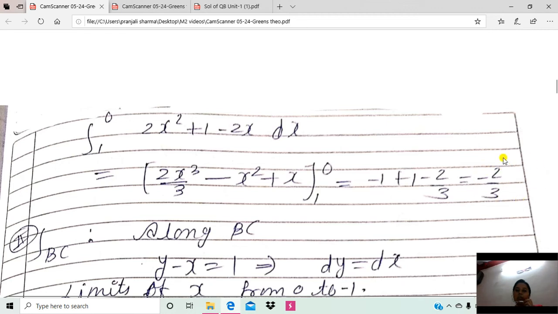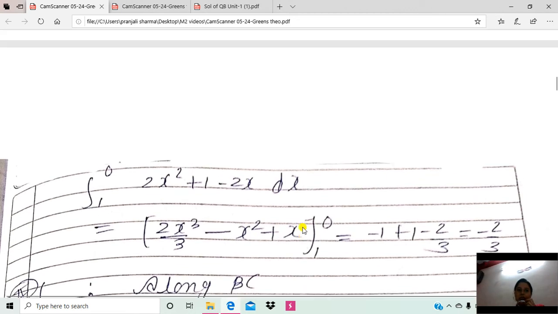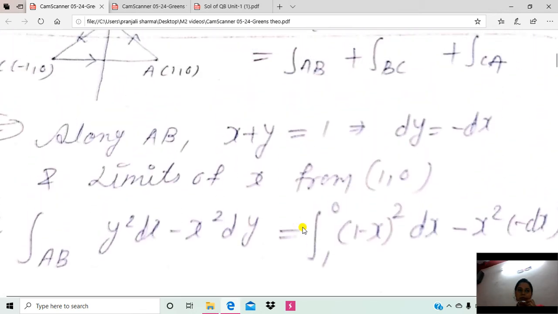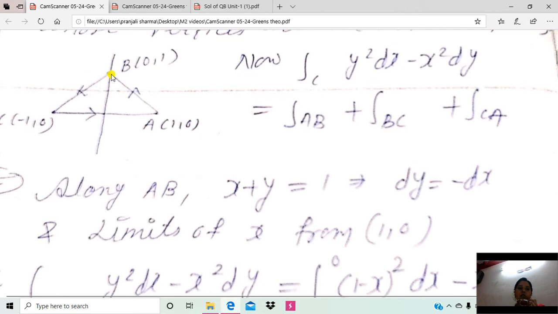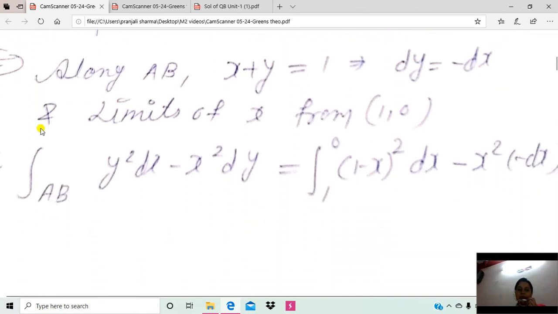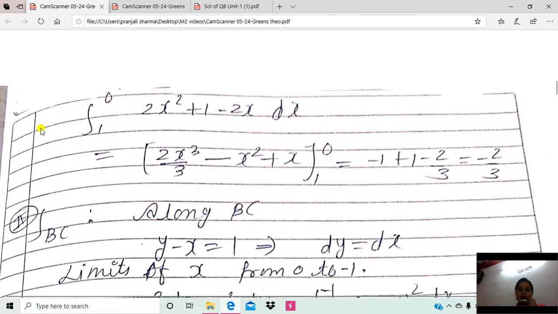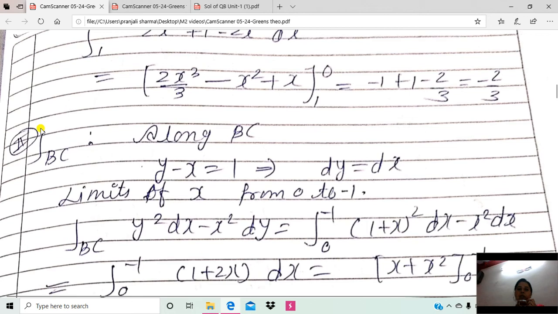So along AB the line integration is equal to minus 2 by 3, and the second line is line along BC. So let's check the diagram. So this is the diagram along the line BC. So the line BC is a line joining point 0 1 to point minus 1 0. So when we use the formula of line joining two points, we have equation of the line BC as y minus x is equal to 1.